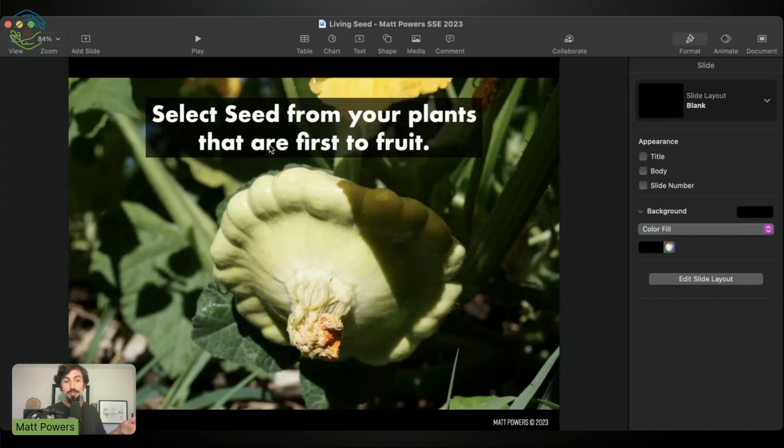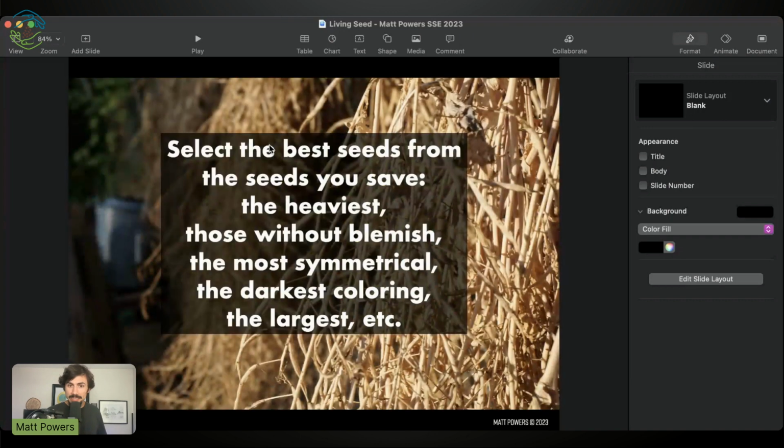So first fruits we let go to seed. And then that makes them more and more and more precocious, except you're now planting out those seeds at a greater number next year. And so the first one out of that group, it will be even more precocious. Select the best seeds from the seeds you saved, the heaviest, those without blemish, the most symmetrical, the darkest coloring, the largest, all of the ones with significance in different ways.